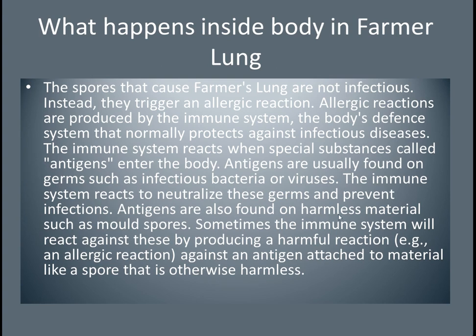Antigens are also found on harmless materials such as mold spores, something that is responsible for farmer's lung. Sometimes the immune system will react against these by producing a harmful reaction. Example, the allergic reaction that is produced in the farmer's lung. And this reaction is produced against an antigen attached to material like a spore that is otherwise harmless. So it's basically the body's own immune system that has a vital role in farmer's lung. What is the role? We'll be observing in a short while.